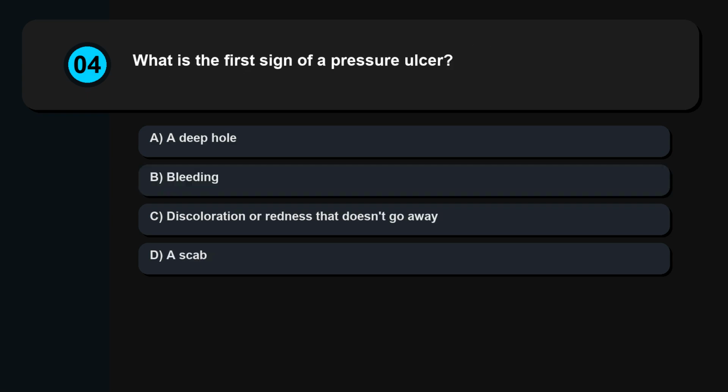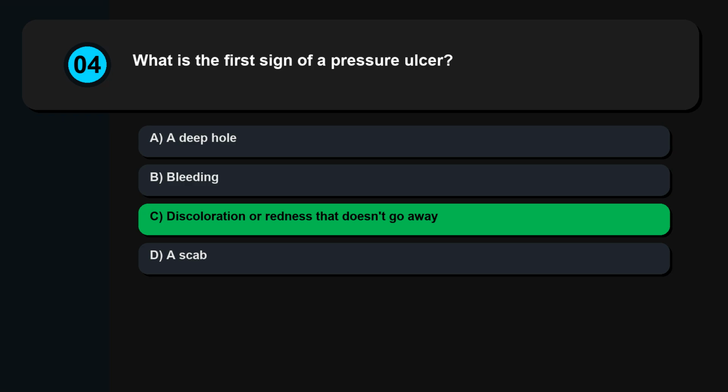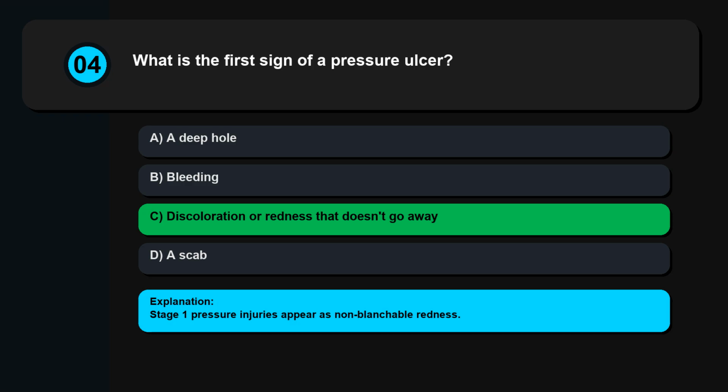Question 4. What is the first sign of a pressure ulcer? A deep hole, bleeding, discoloration or redness that doesn't go away, a scab. Stage 1 pressure injuries appear as non-blanchable redness.